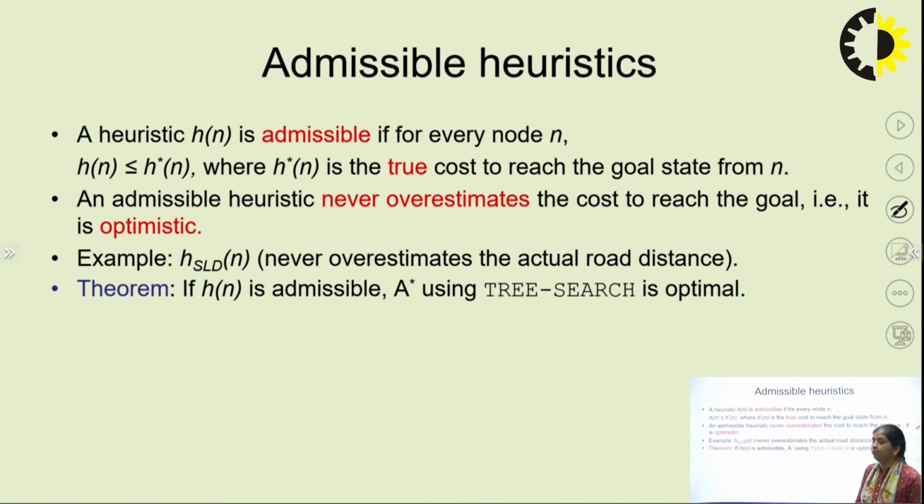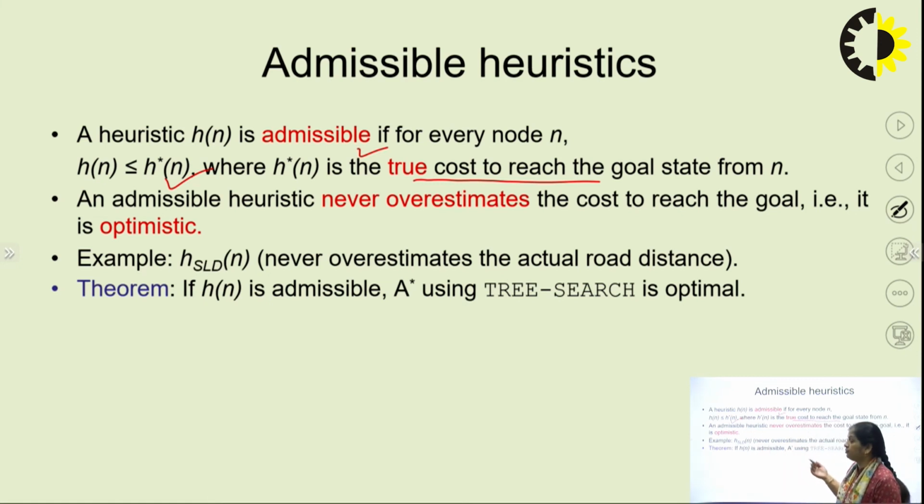Now one more point to be noted in this informed search technique, that is admissibility. Admissible heuristic: a heuristic h(n) is admissible if for every node n, h(n) is less than or equal to h*(n). What is h*(n) here? That is the true cost. When we have to go from source to destination, definitely it will have a true cost. So that true cost we are taking as h*(n). We can take anything as a heuristic, but the heuristic which is always less than or equal to the true cost is the admissible heuristic.